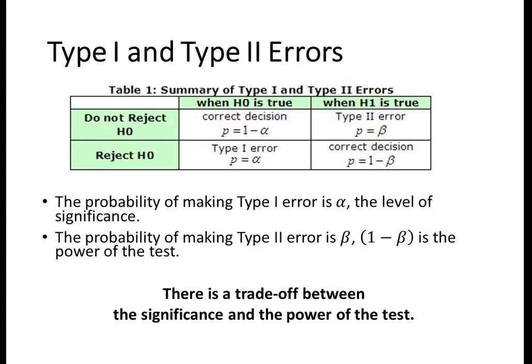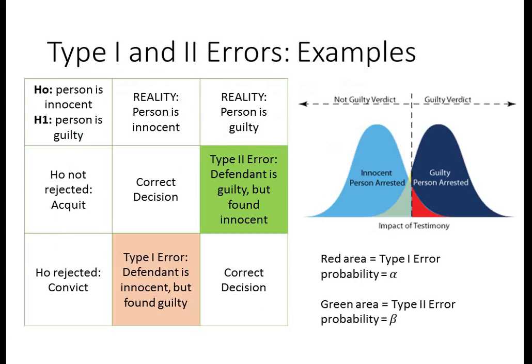And probability of making type 2 error is beta, and 1 minus beta is the power of test. I want to highlight that there is always a trade-off between type 1 and type 2 errors, and next example is gonna highlight this trade-off.